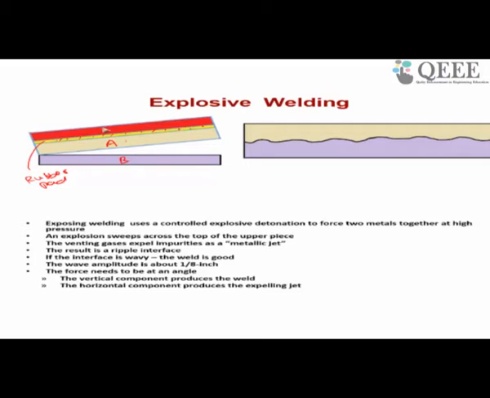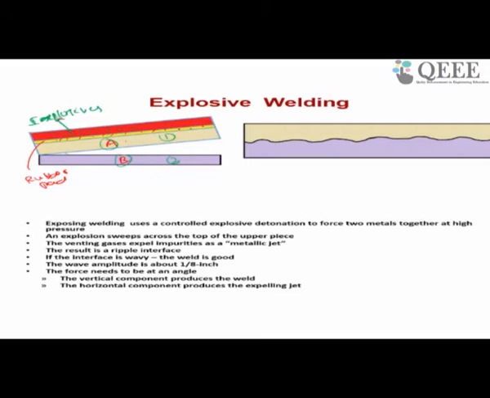Then on top of it, they use explosives. What they do? The two pieces to be joined will be kept like this. Piece 1, atom A, B. You have to maintain some angle. Place both materials to be joined at some angle. Then use a rubber pad or something, and on top of it you use explosive.